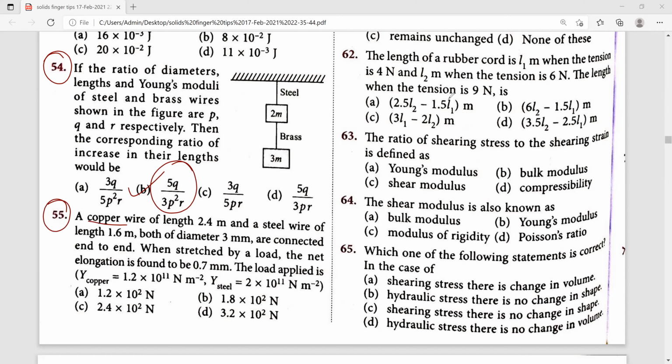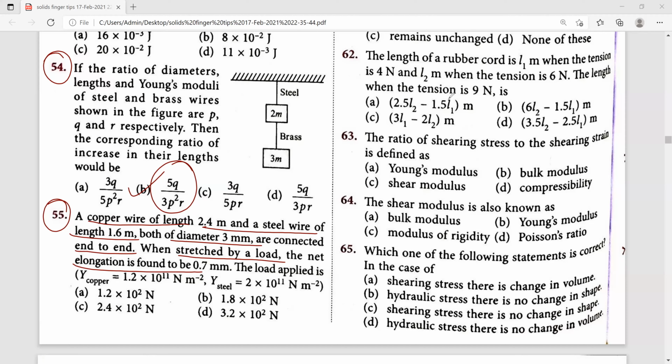A copper wire of length 2.4 meter and steel wire of length 1.6 meter, both of diameter 3 millimeter, are connected end to end and stretched by a load. Net elongation is found to be 0.7 millimeter. Load applied is, in the bracket they have given Young's modulus of copper value, that is 1.2 into 10 to the power of 11. And for steel, they have given 2 into 10 to the power of 11. And 4 options they have given, and we have to choose the right answer for this.